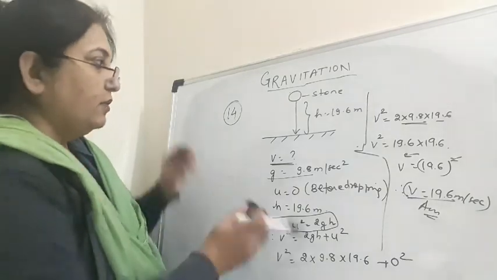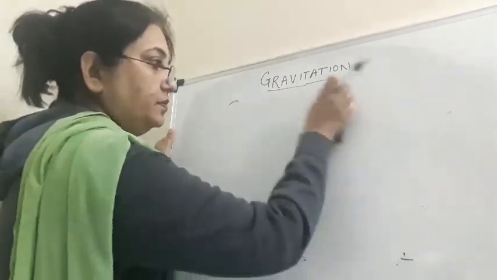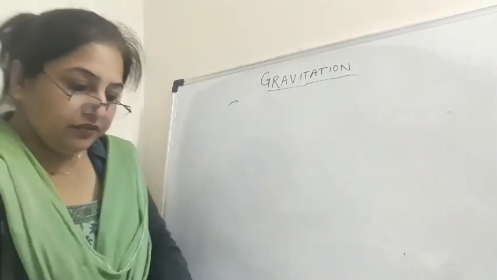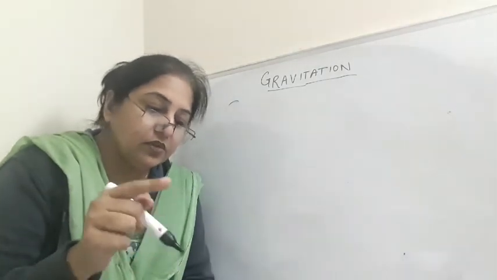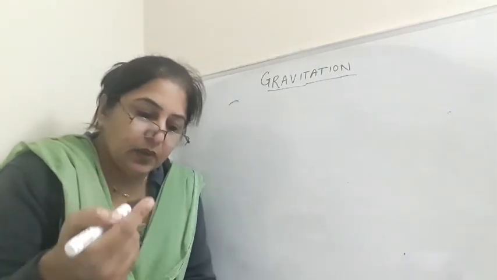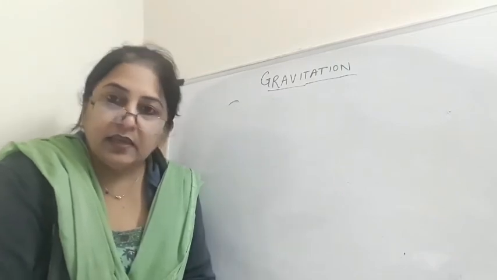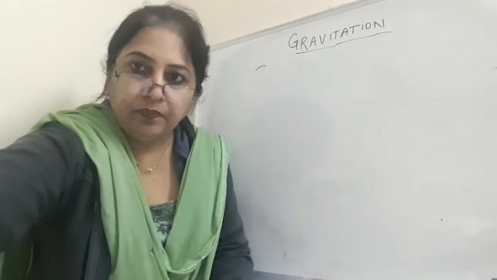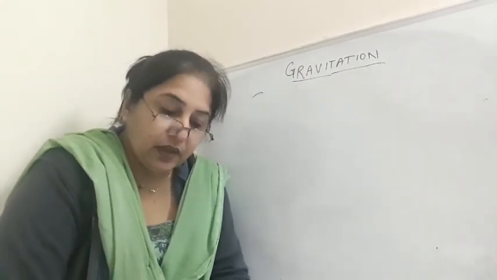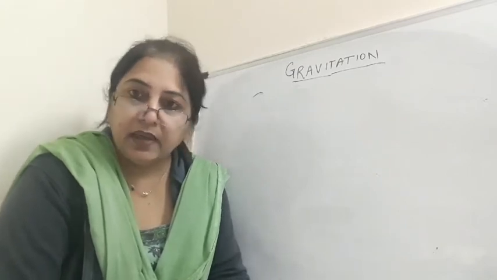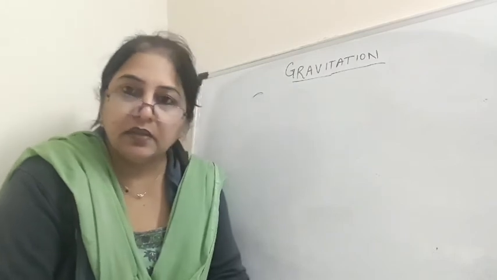Now coming to question number 15. Question 15 says a stone is thrown vertically upwards with an initial velocity of 40 meters per second. Taking g as 10 meters per second square, find the maximum height reached by the stone and what is the net displacement and the total distance covered by the stone.